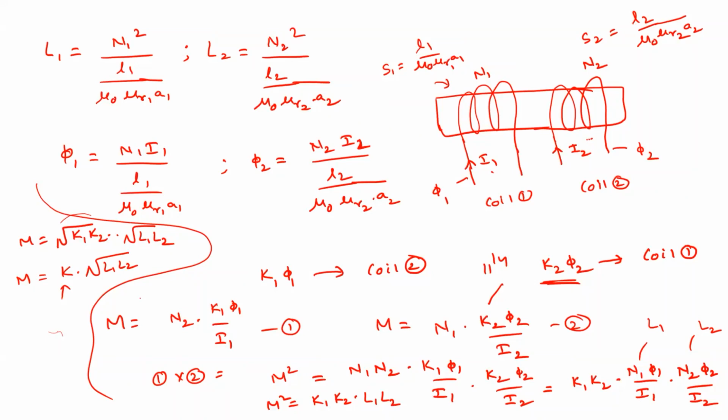The value of K changes from 0 to 1, between 0 and 1. K is a constant called the coefficient of coupling, defined as the ratio of mutual inductance actually present to the maximum possible value between the two coils. Here the mutual inductance of both coils is the same, obviously, and that's why it is known as mutual inductance.